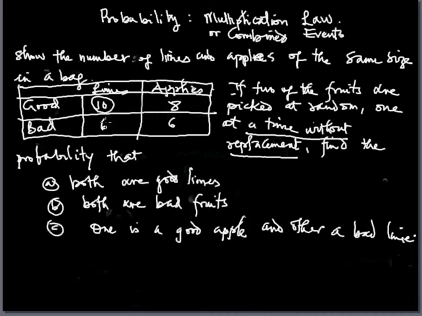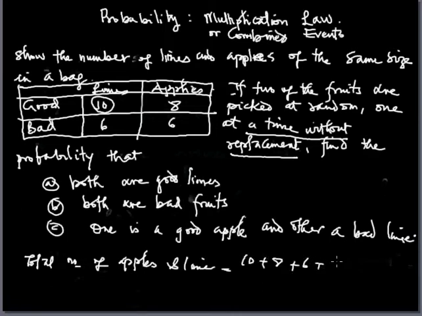You have to find the number of apples in that same bag. We know this is a good one, this is the bad one, this is a good one, this is the bad one. So the total number of apples and limes in that bag is this plus this plus this plus this. So the total number of apples and limes is equal to 10 plus 8 plus 6 plus 6, which is going to give you 30.